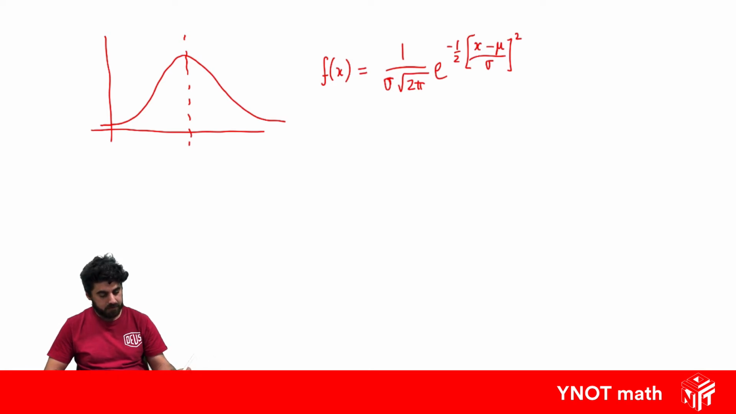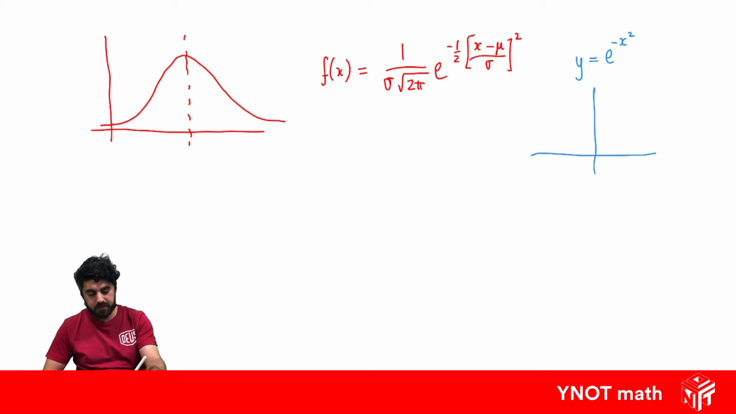And this comes from actually the error function, which is described as y equals e to the minus x squared. And this function here is also bell-shaped and symmetrical about the y-axis. And the integral of this function is actually equal to root pi. And this is where this root pi comes from.